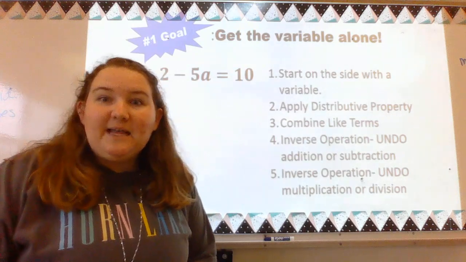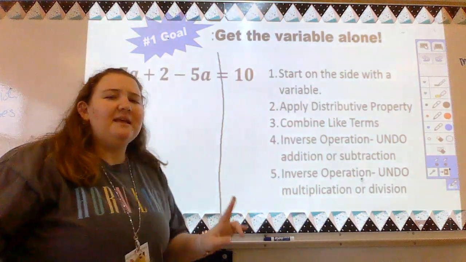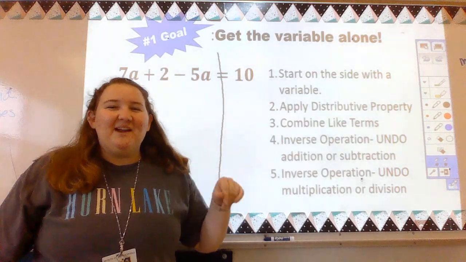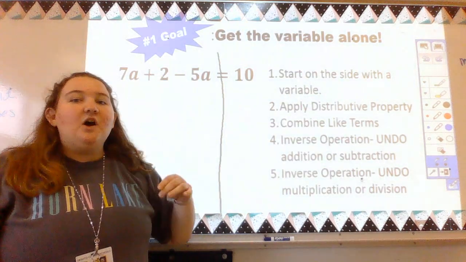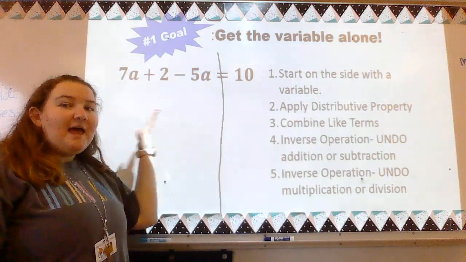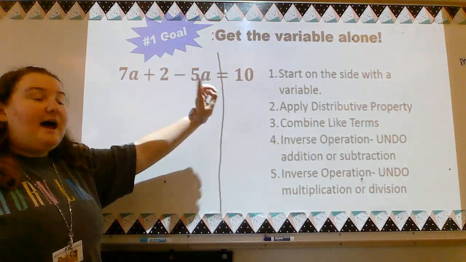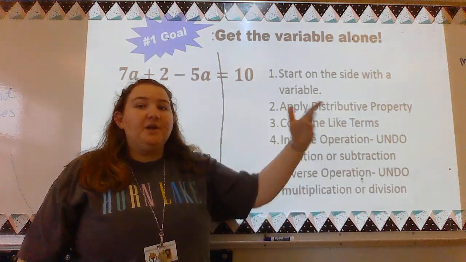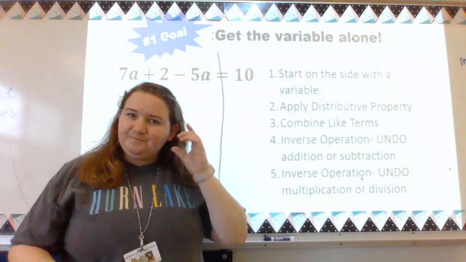So, step number one, draw a line down the middle. Next, look for those variables. My variable here is a, okay? Now notice there are 1, 2, 3 terms on my left side. I want to fix that, okay? So can I apply distributive property? No, there are no parentheses, so we're going to skip that step.